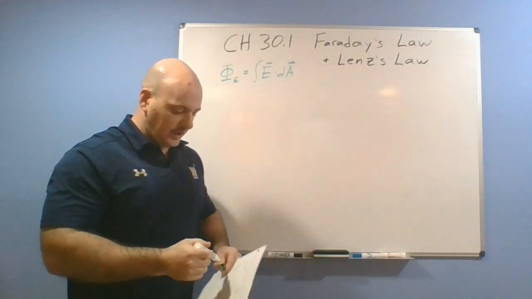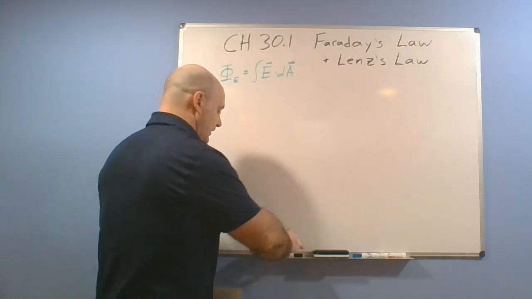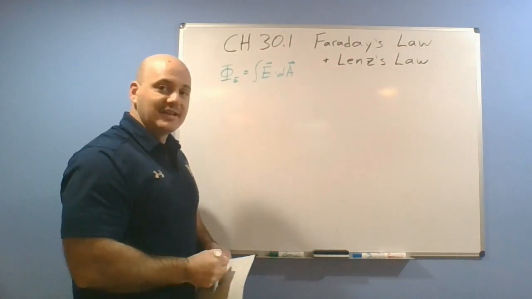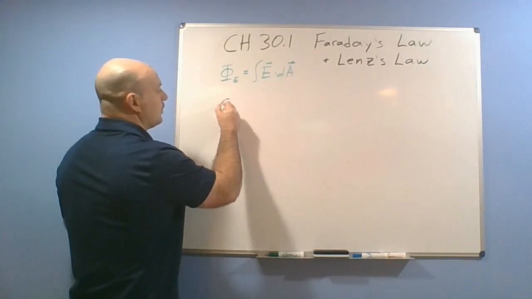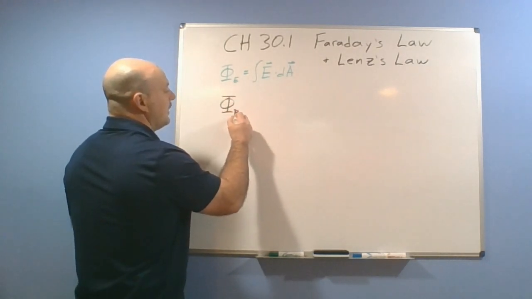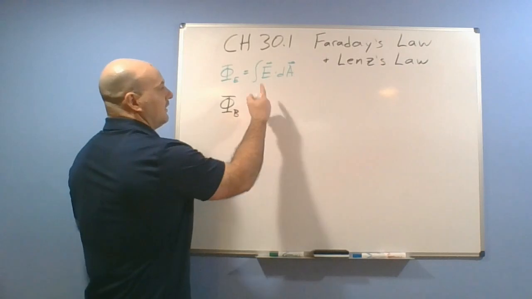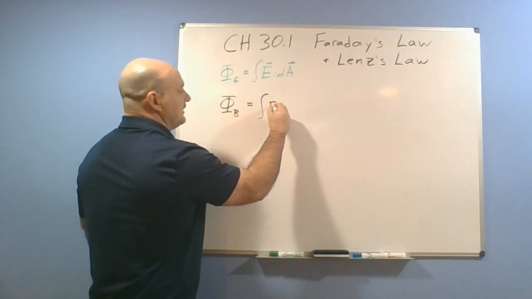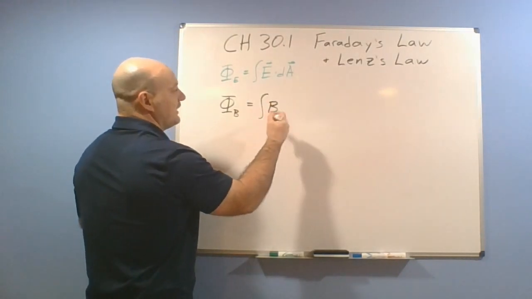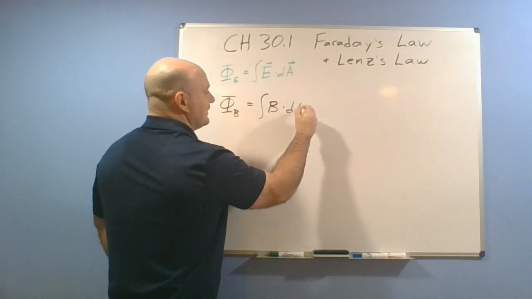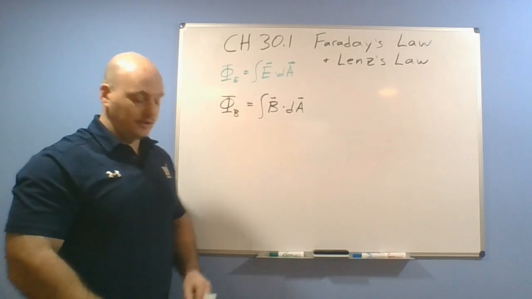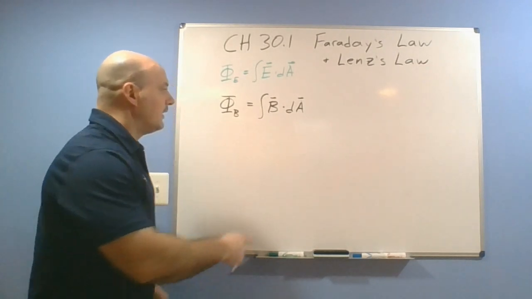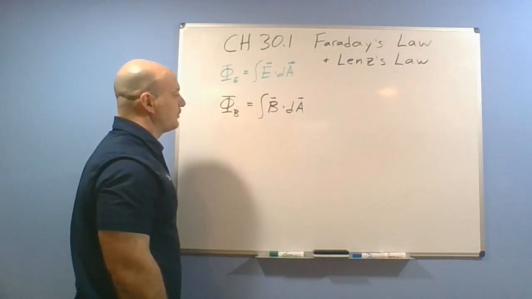Well, magnetic flux is very similar. The only difference is that it's the measure of a magnetic field piercing a surface. So we're going to write our expression for magnetic flux the same way. It's the area integral of B dot dA. So instead of an electric field, we have a magnetic field. If you'll recall, this is a scalar product.